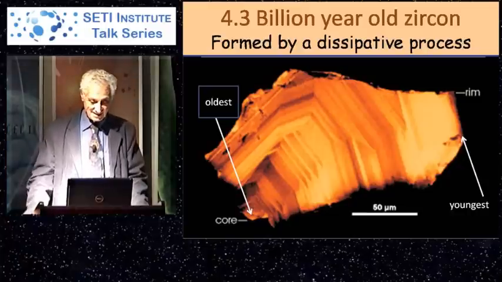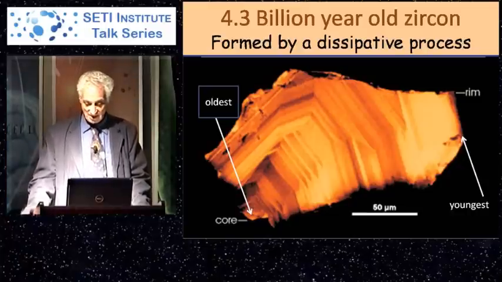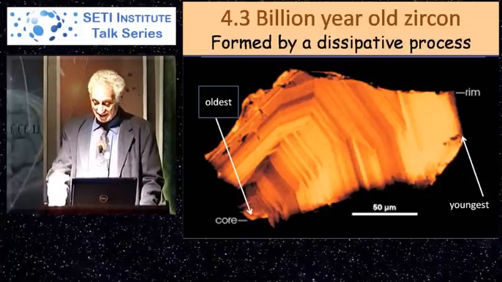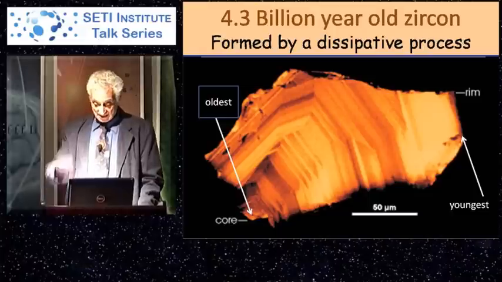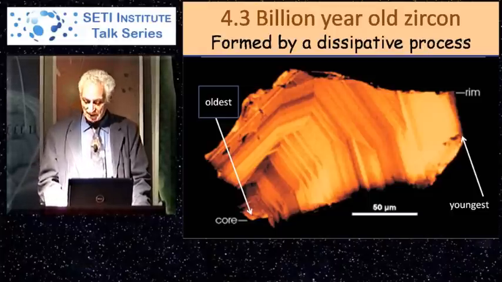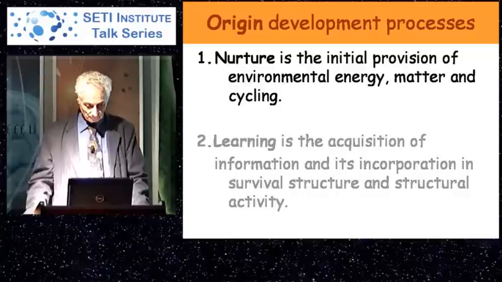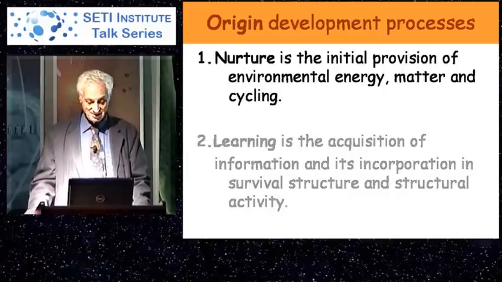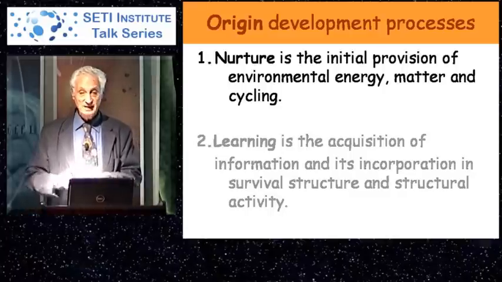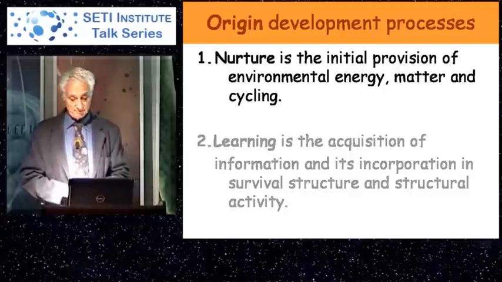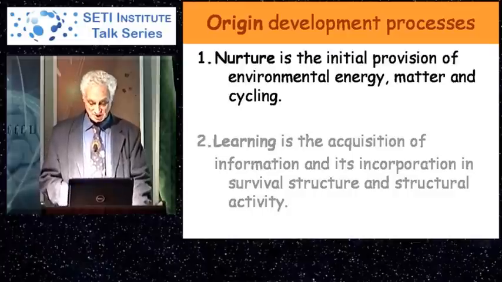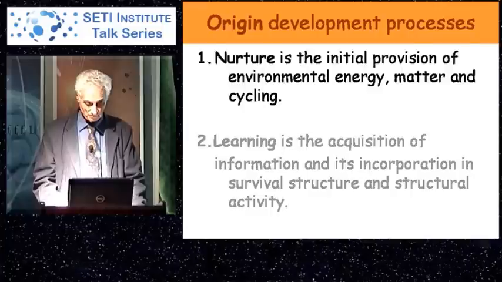So there's our zircon crystal again, and you can see all kinds of things having happened to it. It still kept growing new pieces and was carried through, and some lived, some died, in many ways reminiscent of life. So there are two parts in this development process. The first is that which happened to the zircons, nurture, the initial provision of environmental energy, matter, and being carried through a cycle. The next part is the learning part, and it's the getting of information, but we'll leave that till further on.